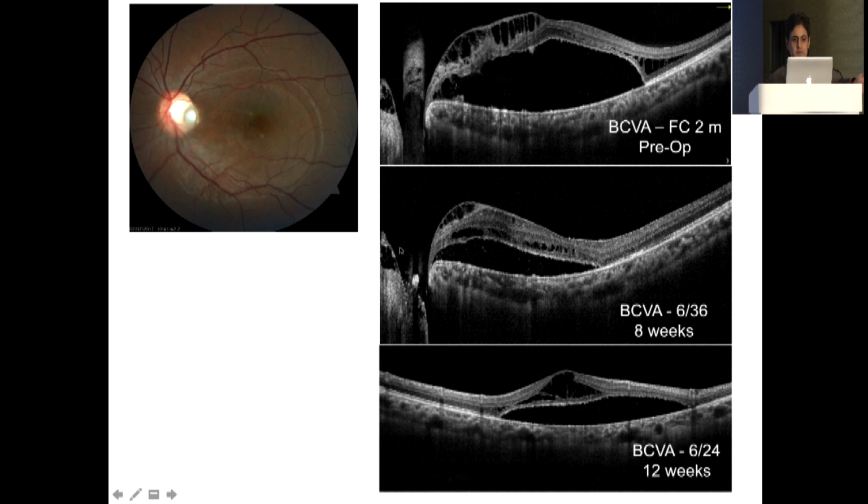So you can see that the fluid coming from the optic disc, this area has flattened out.